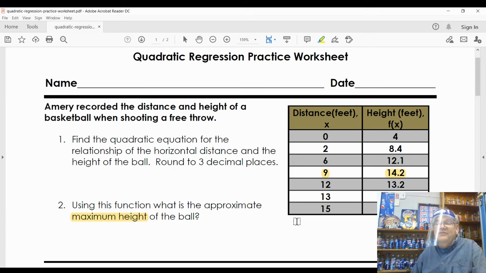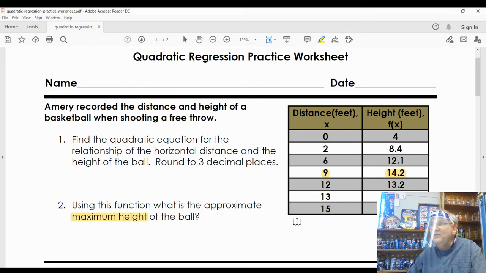With a couple of exceptions, this worksheet should have been pretty straightforward because mostly you're entering numbers and doing quadratic regressions over and over again. So the first one asked you to find a quadratic regression for the relationship between the horizontal distance and the height of a ball. And on these, what you want to do is type these numbers into list 1 and list 2.